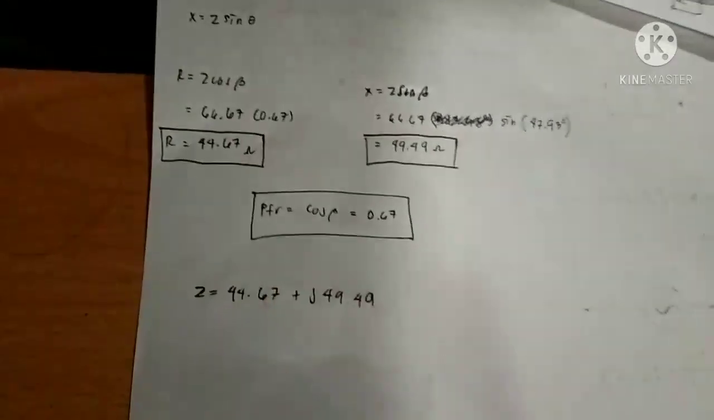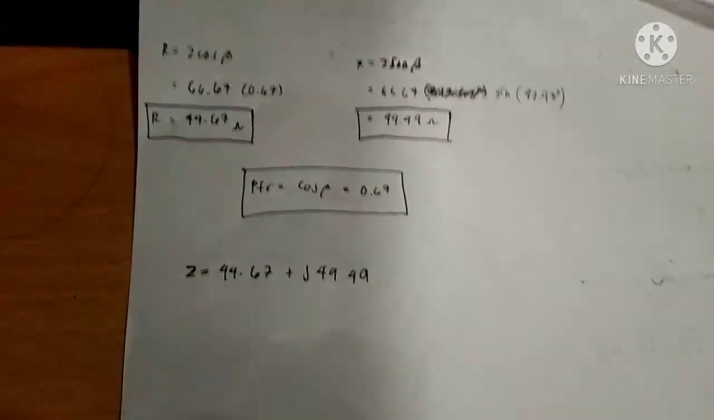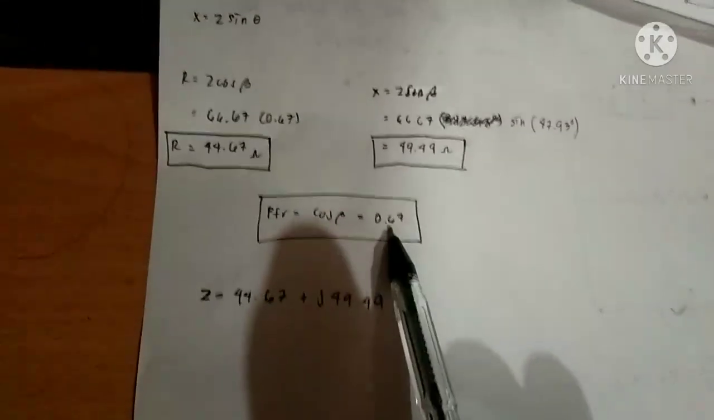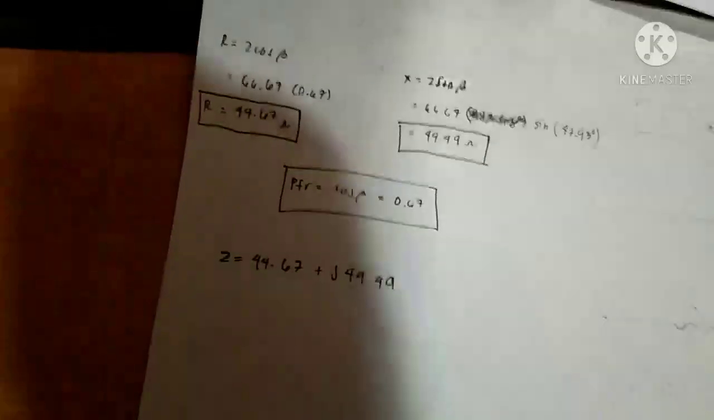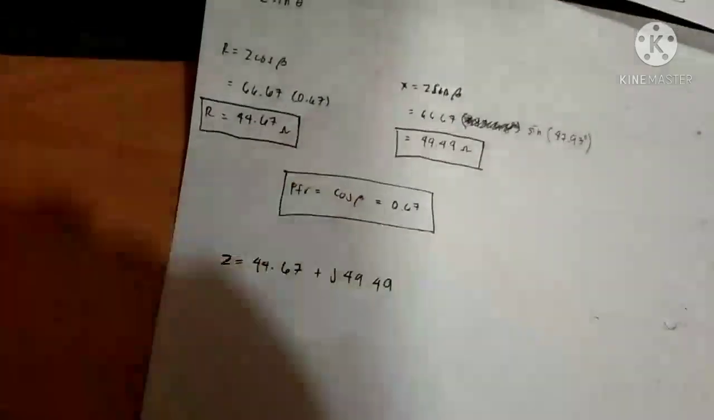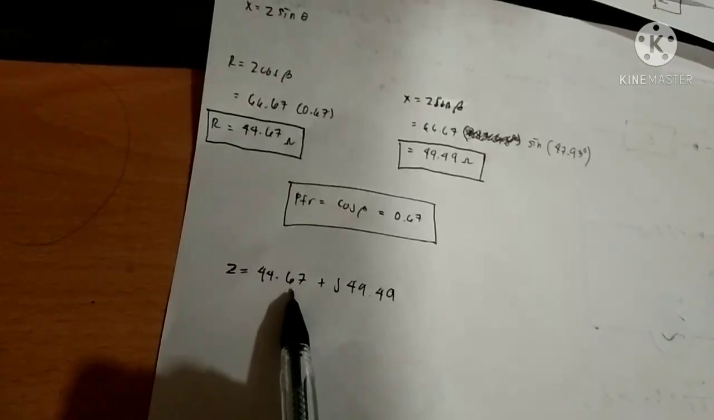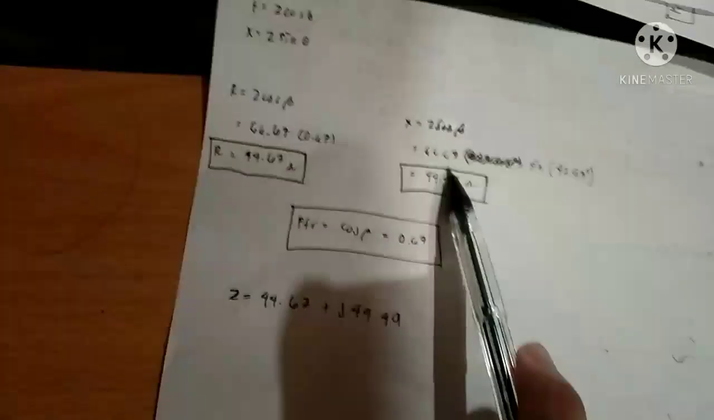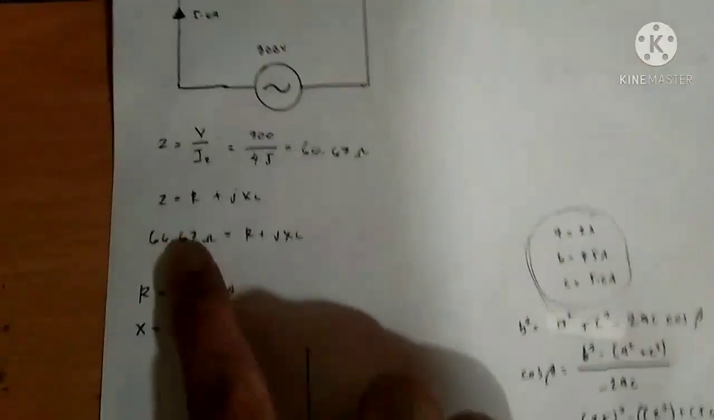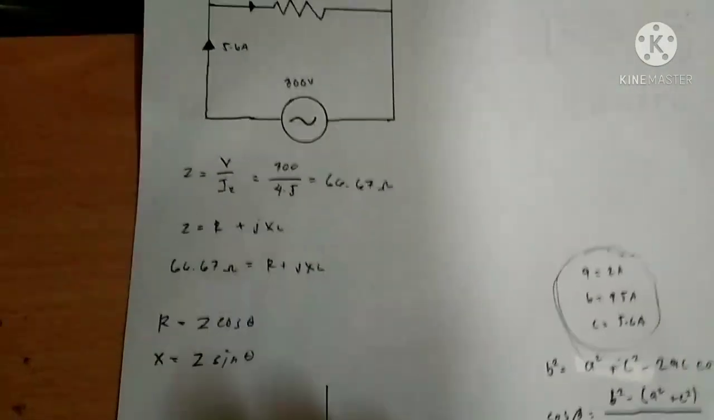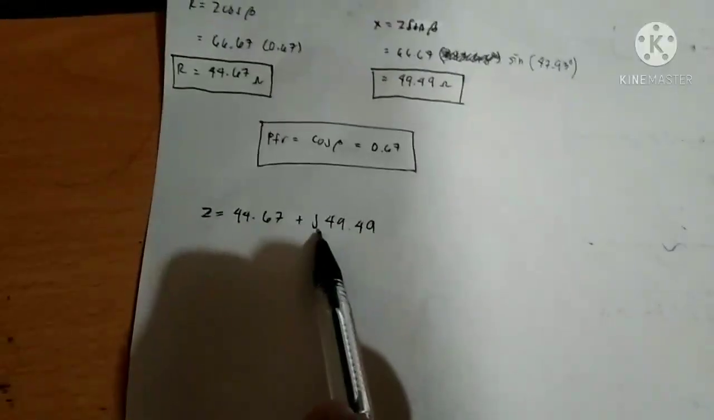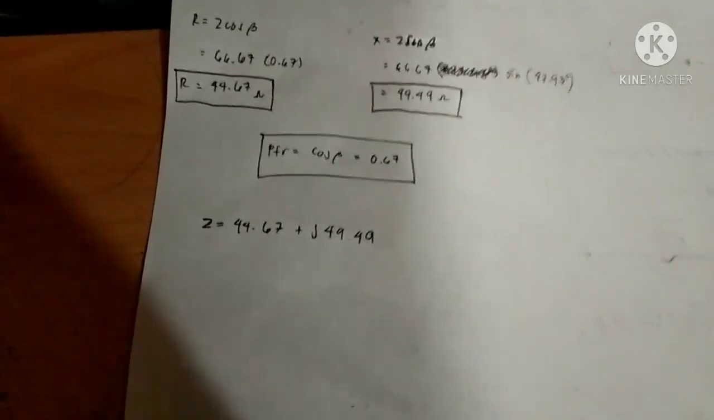So you can solve the power factor. The power factor is basically just cos beta, so it will be equivalent to 0.67, just like this. So if we rewrite the impedance again, we use the R, which is 44.67, and j and the X, because this is lagging, because this is R plus jXL, so our XL is equivalent to j 49.49.